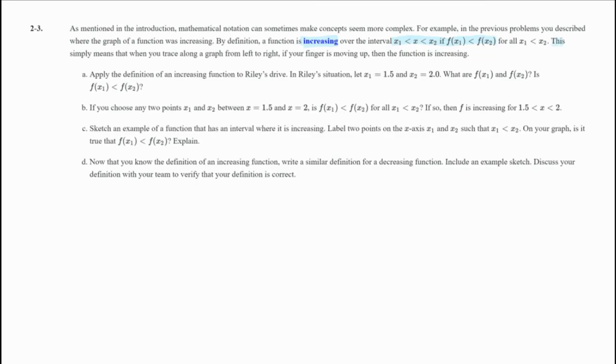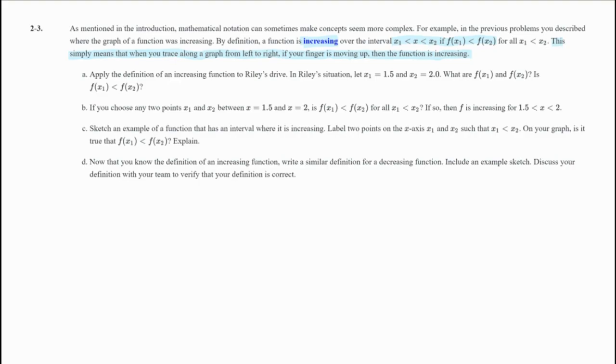really the important part here is that it simply means that when you are tracing along the graph from left to right, if your finger is moving up, then the function is increasing. And that's why I like the definitions of this book, because it makes it a simpler description as opposed to all the mathematical speak. So that's kind of what I would write down in my notebook.